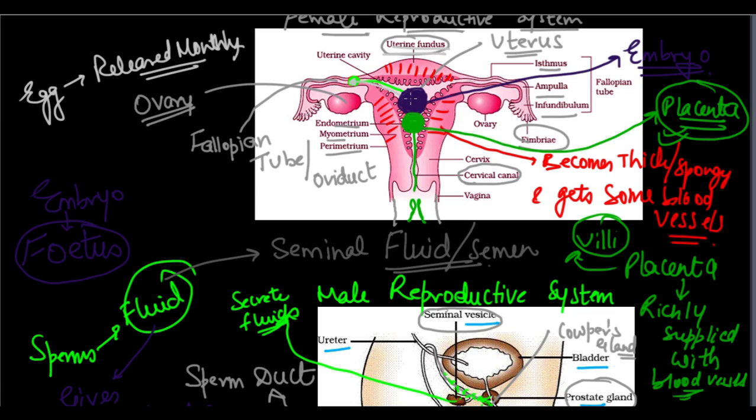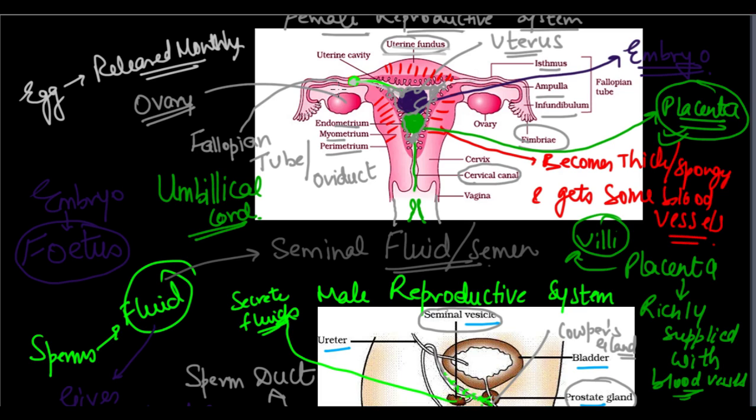The fetus is connected to the placenta by a cord which is known as the umbilical cord. The baby is connected to the placenta through the umbilical cord. And there is also a fluid present in the uterus at the time which helps in the development of the baby, and the baby floats in this fluid.